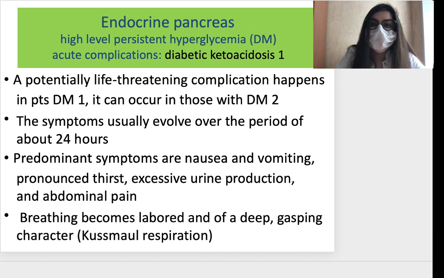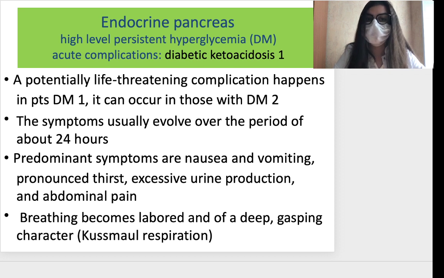Okay, and what about acute complications of diabetes mellitus? Acute complications of diabetes mellitus are diabetic comas. And one of the most frequent types of acute complication is diabetic ketoacidosis, and in most severe cases, it goes to ketoacidotic coma.